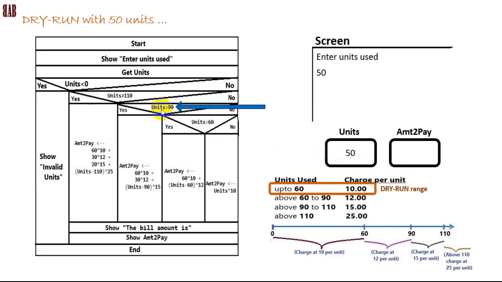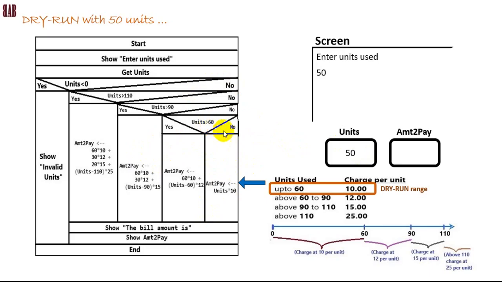Now we check, is it greater than 90? No, that is also no. Units is 50. Units 50 greater than 90? No. So again you go to this side. Right? Then you go to this one. This one, we are checking, is it greater than 60? That is also not true. So no, right?